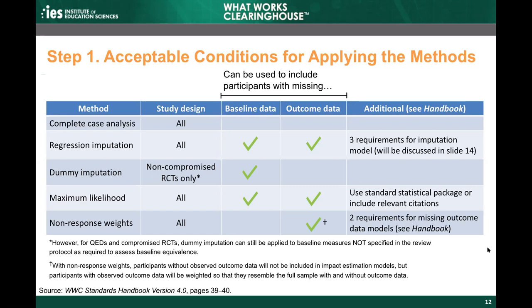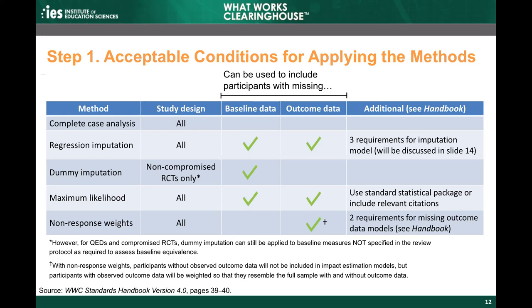In row three, we have dummy imputation. Dummy imputation, in terms of the study design, is only acceptable for non-compromised RCTs. Further, it can be used to include participants with missing baseline data only. Please note one important exception to this: for QEDs and for compromised RCTs, dummy imputation can be applied to baseline measures that are not specified in the review protocol as required to assess baseline equivalence.